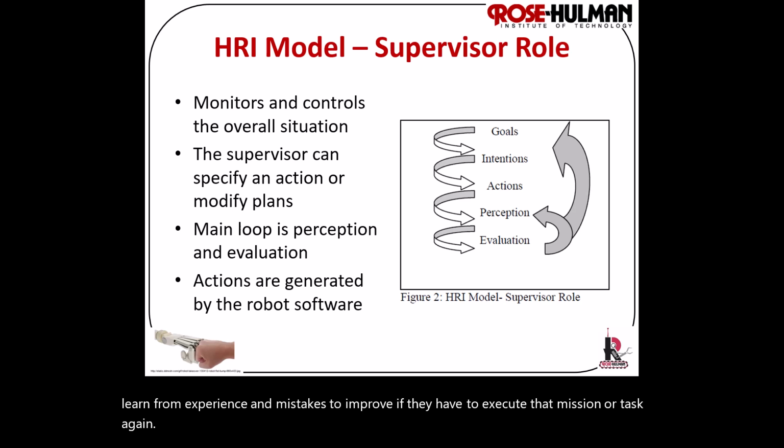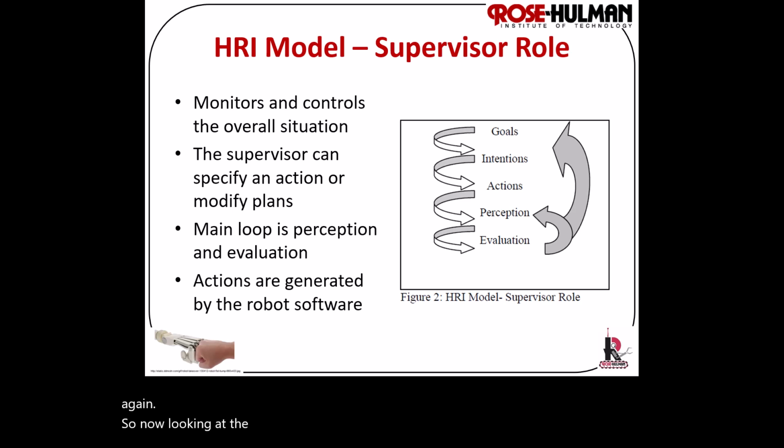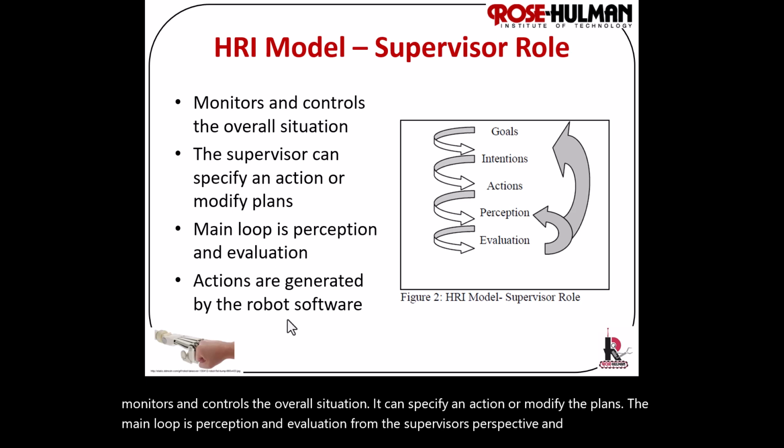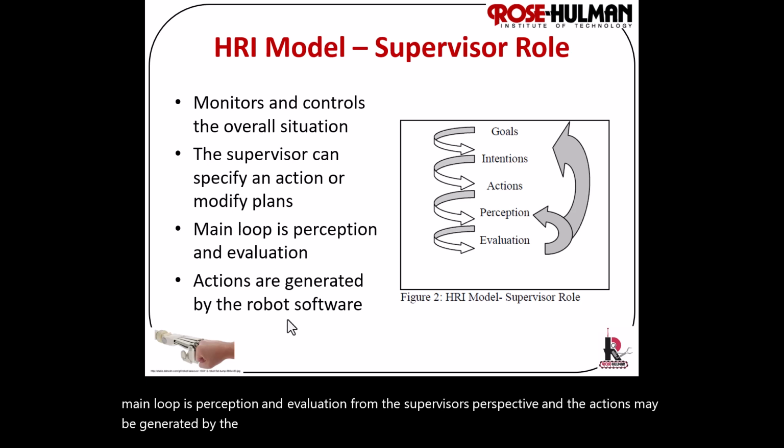So now looking at the HRI model in terms of the supervisor role, what you will see is it monitors and controls the overall situation. It can specify an action or modify the plans. The main loop is perception and evaluation from the supervisor's perspective, and the actions may be generated by the robot software, and the supervisor only steps in if the robot gets in trouble.